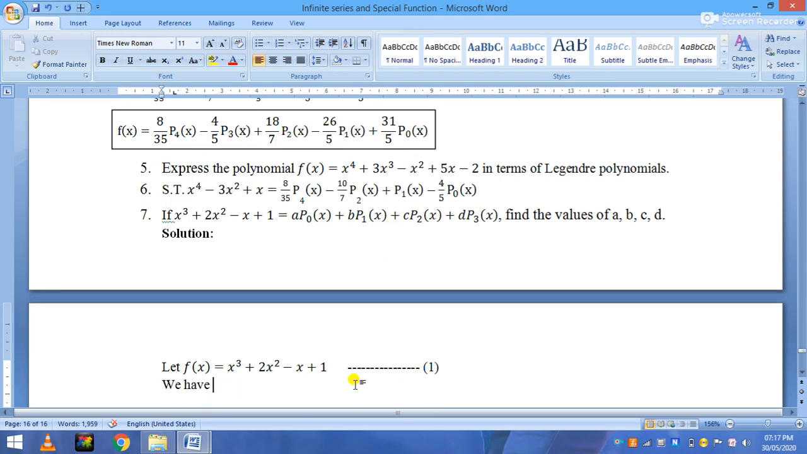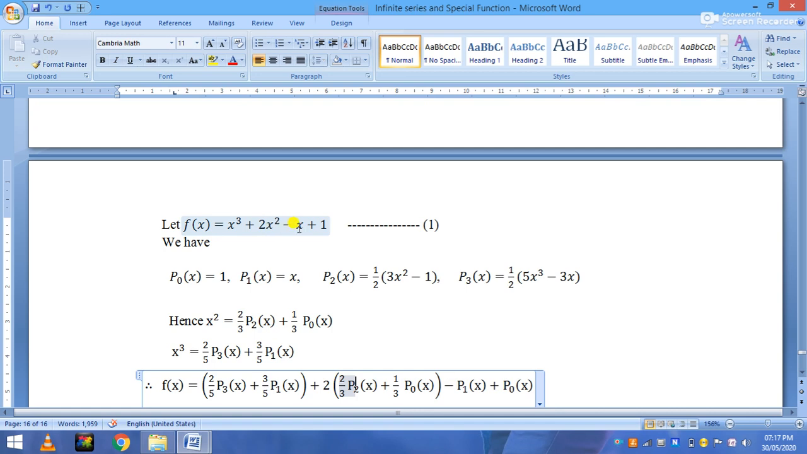So the given function is f of x equal to x cube plus 2x square minus x plus 1. It is equation number 1. Then we already know the Legendre polynomials: P0 of x equal to 1, P1 of x equal to x, P2 of x equal to 1 by 2 into 3x square minus 1. On simplification, x square equals 2 by 3 P2 of x plus 1 by 3 P0 of x, and 1 equals P0 of x. P3 of x equal to 1 by 2 into 5x cube minus 3x, then x cube equals 2 by 5 P3 of x plus 3 by 5 into P1 of x. Up to x cube, we have to write the polynomial P3. The order is 3, so up to that we have to write.